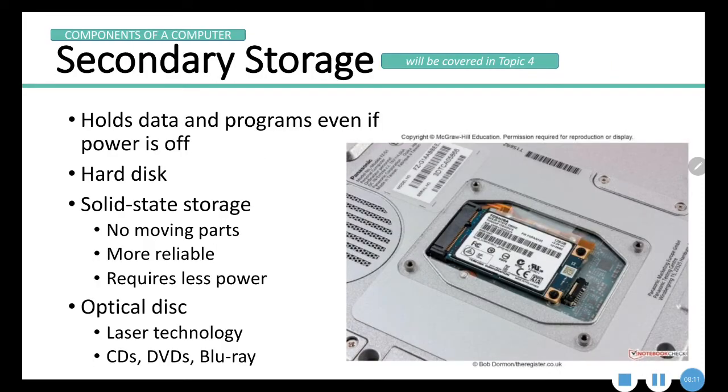The next component is secondary storage, and this will be covered in topic 4. So secondary storage is to hold data and programs even if the power is off, meaning that if we have a problem with electricity cut, once we save in secondary storage, it will be permanent. So an example of secondary storage is hard disk. And then we also have solid state storage.